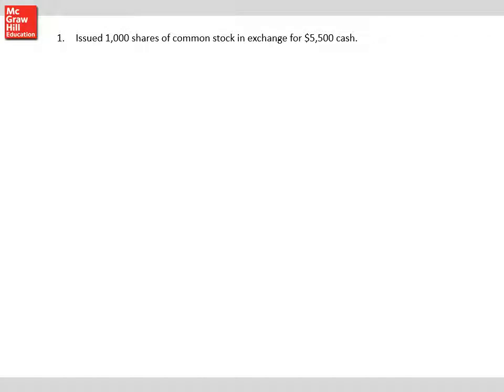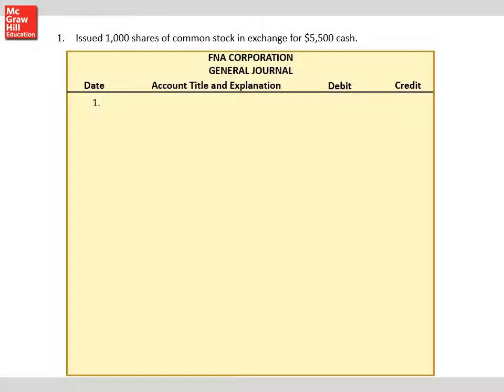So we need to complete the journal entries for each of these transactions, going back to debiting and crediting and making sure we remember all of those rules. So in the first transaction, they issued 1,000 shares of common stock in exchange for $5,500 cash.